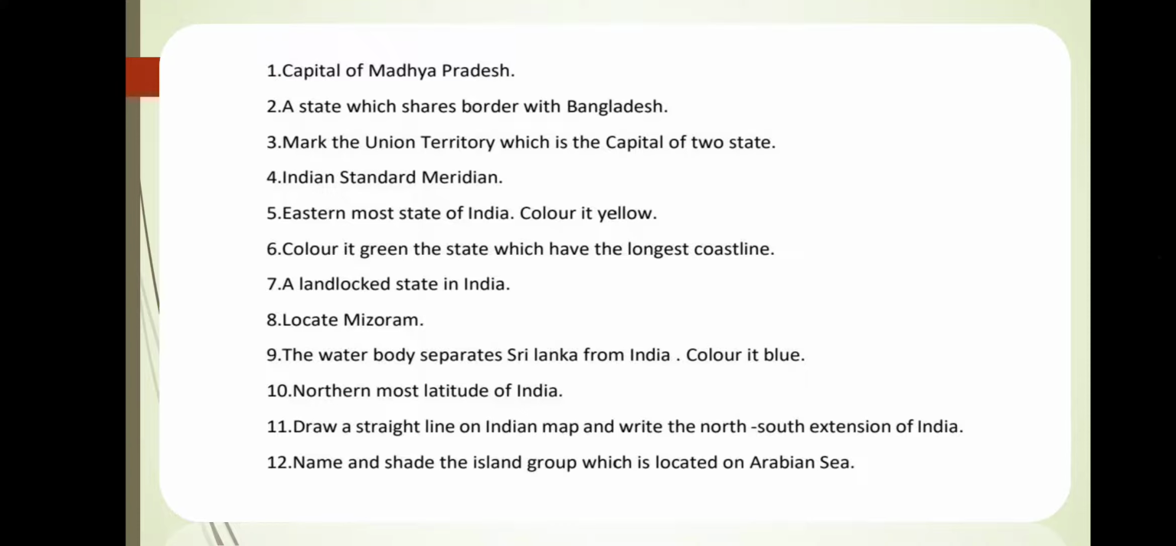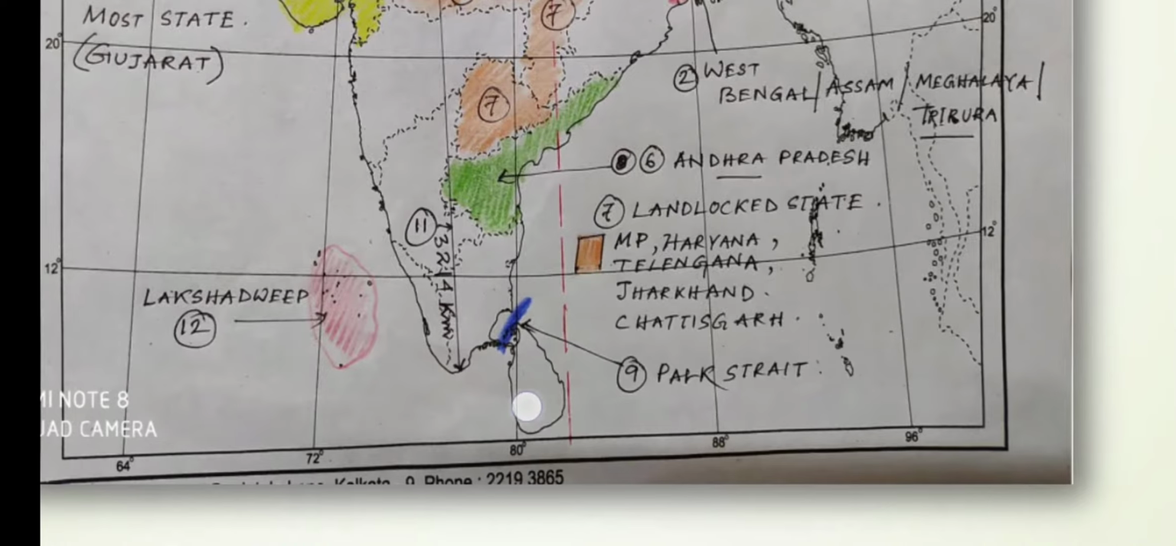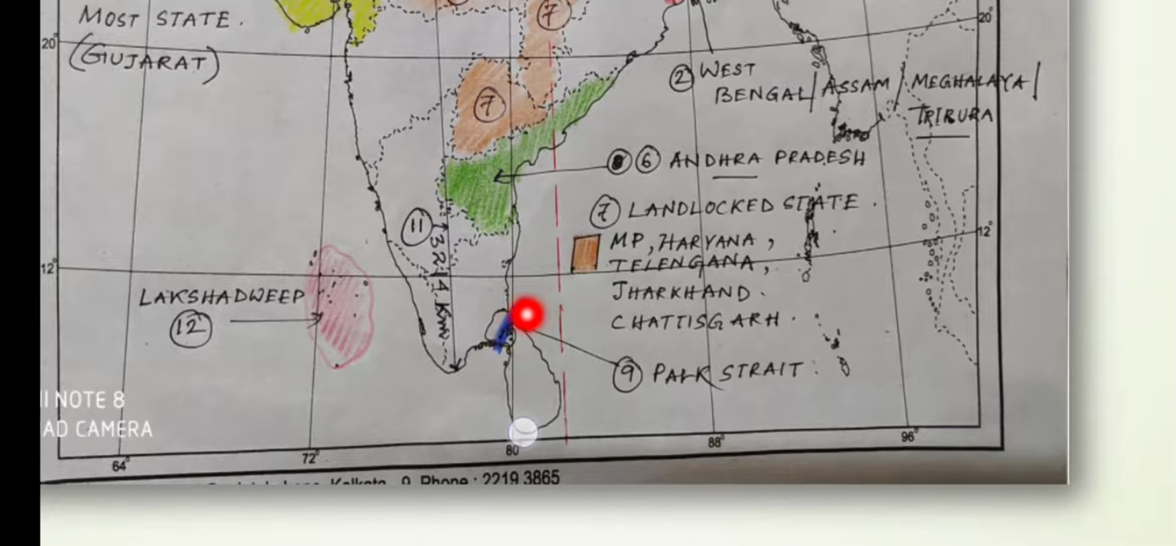Next, question number 9. The water body that separates Sri Lanka from India. Color it blue. Which water body is separating India from Sri Lanka? It is over here, Palk Strait. It is a narrow strip of water separating India and Sri Lanka. Palk Strait is located over here, and I have given it answer number 9.